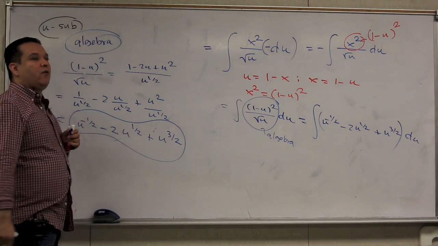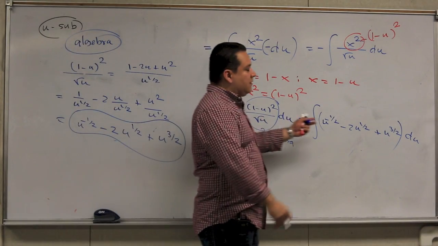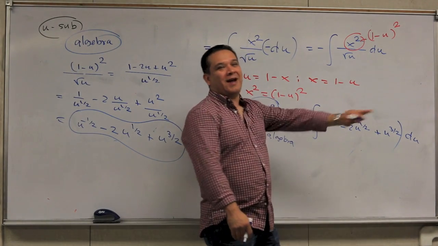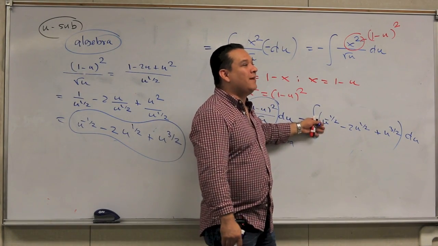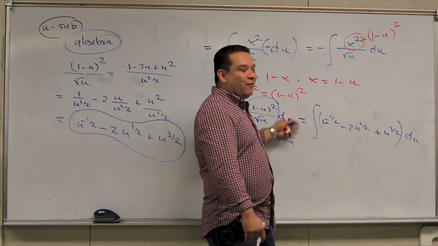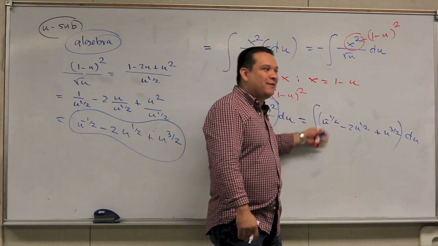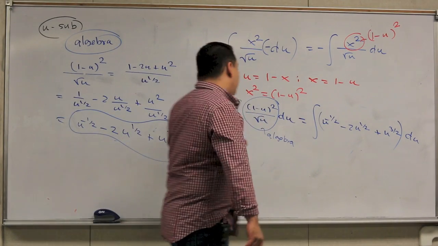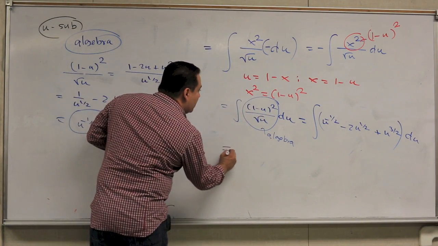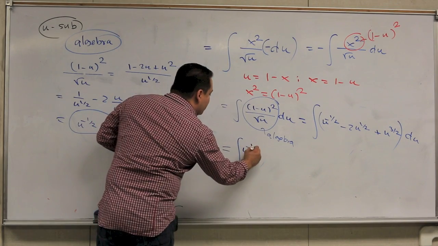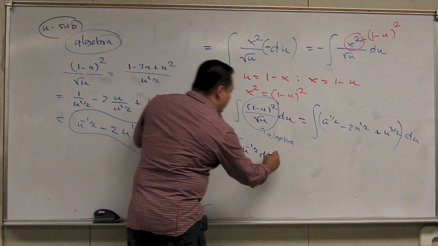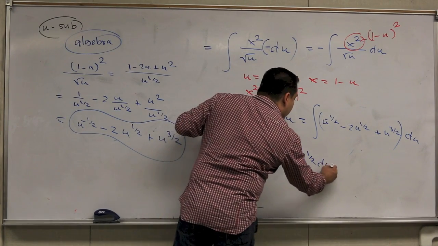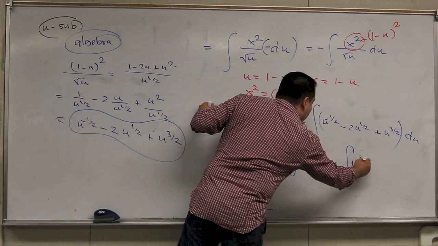Using properties of integrals: the integral of a sum is a sum of integrals. The integral of a difference is what? The difference of integrals, okay? The integral of a constant times a function, pull out your constant. So by properties, this is the integral of u to the minus 1/2 du, minus 2 times the integral of u to the 1/2 du, plus the integral of u to the 3/2 du.